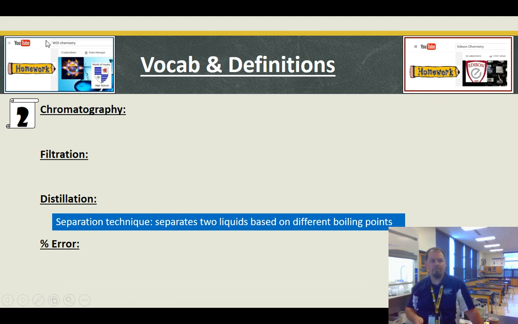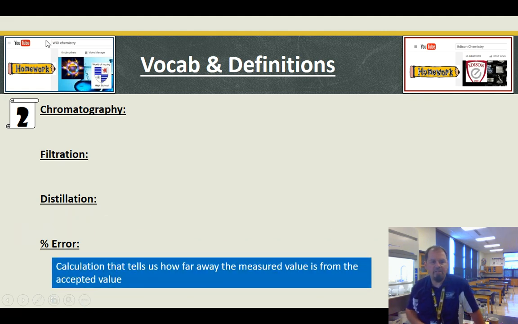Percent error is a calculation that tells us how far away the measurement is from its the measured value versus the accepted value. And I can say I had a positive percent error, I had a negative percent error, I came in higher than I was supposed to, I came in lower than I was supposed to. And it's just that's a quick calculation we use, and we'll use it for all of our labs. Did I get the number I was supposed to use?